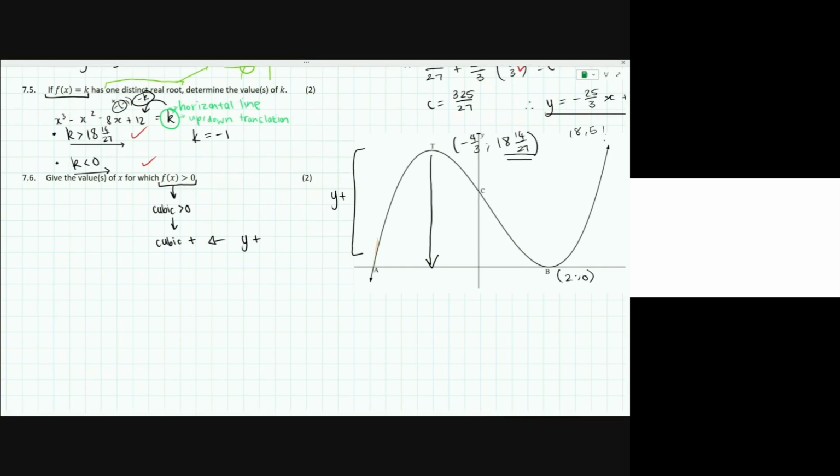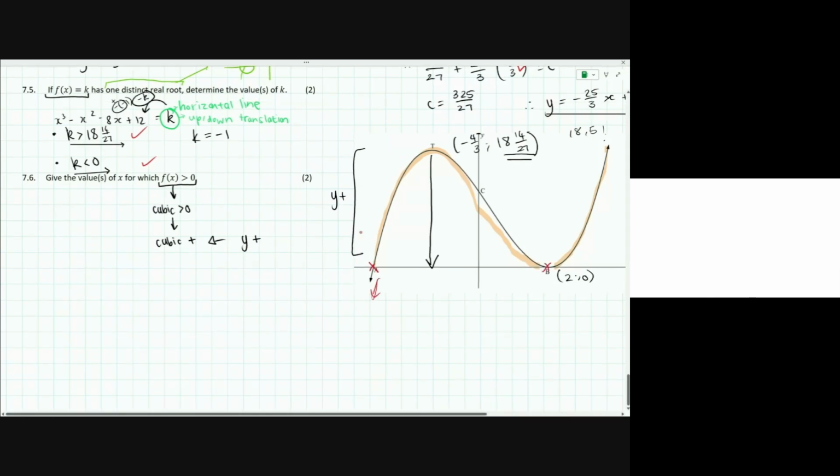It's from this coordinate A all the way. We get to the turning point at B. That's where it's equal to 0. I don't care where it's equal to 0. I care where it's positive. So except for the 2 x-intercepts, my graph is pretty much positive except for this little sort of section over here.